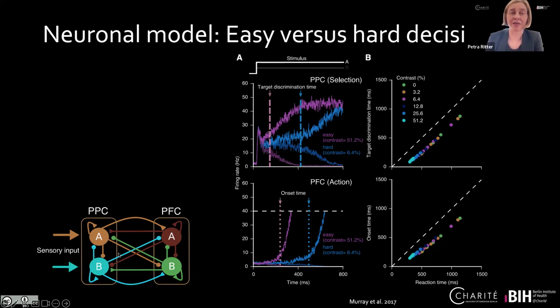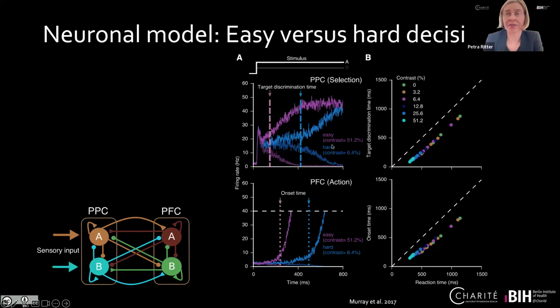It's a winner-take-all circuit model where if you put input into one of the populations in the posterior parietal cortex, then they will start a race, a competition, and the population which reaches the threshold first, here you see the threshold in the prefrontal cortex, will then be the winner, and the decision would then be made for this population, A or B.